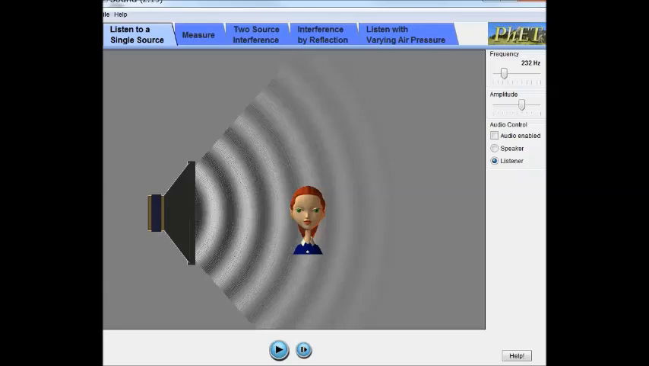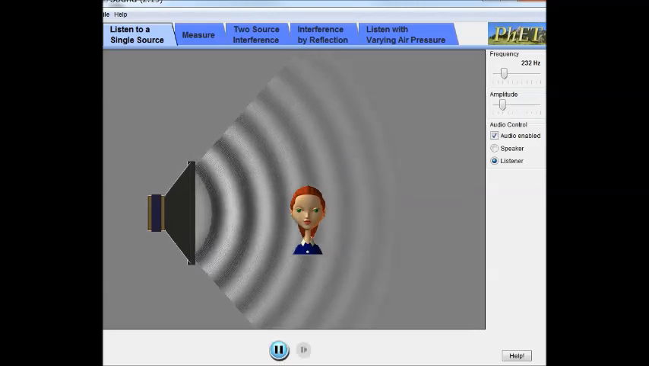Okay, here's a little simulation from the University of Colorado. I'll enable the speaker right here where it says audio enabled, and we're going to experience it as the listener. I'll turn down the amplitude before I hit play so it's not piercing your ears, and you should be able to hear it.